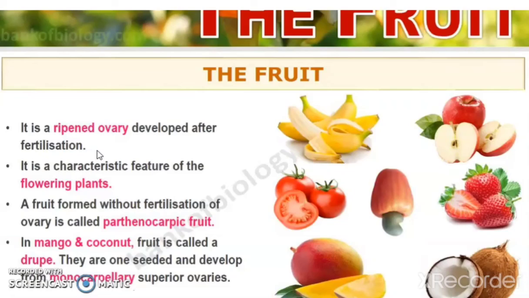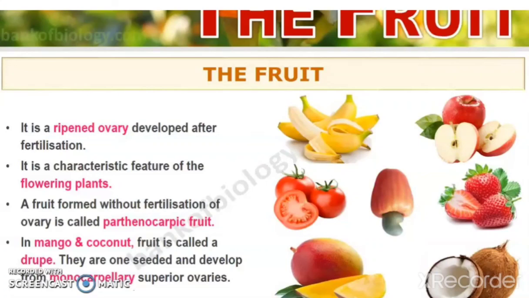A fruit formed without fertilization of the ovary is called a parthenocarpic fruit. See, without fertilization means the male gamete, the pollen, which contains the sperm, and the ovum will not fuse together, but the ovary itself can give rise to fruit formation, and that type of fruit is called a parthenocarpic fruit, right? And an example we can say is banana, which is an example of a parthenocarpic fruit, right?